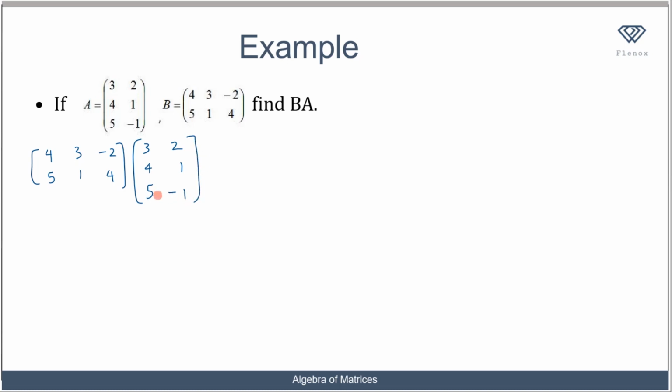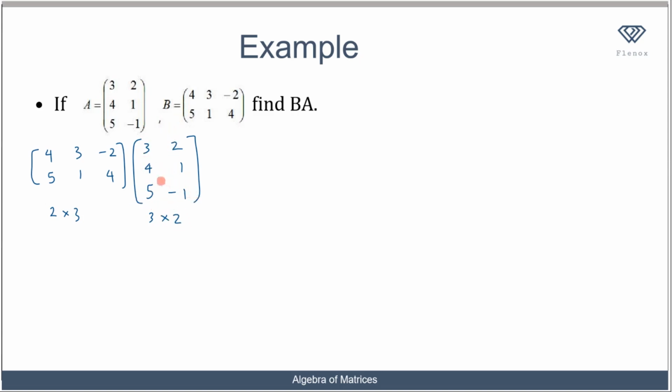So now we look, is the number of columns in the first matrix equal to the number of rows in the second matrix? And the answer is what? Yes, because here we have what? 3 columns. This is a 2 by 3 matrix. So we have 3 columns, and here this is a 3 by 2 matrix. So we have 3 rows over here.